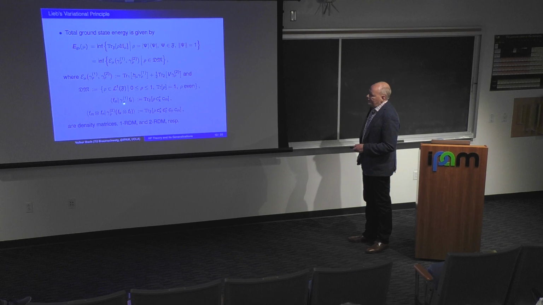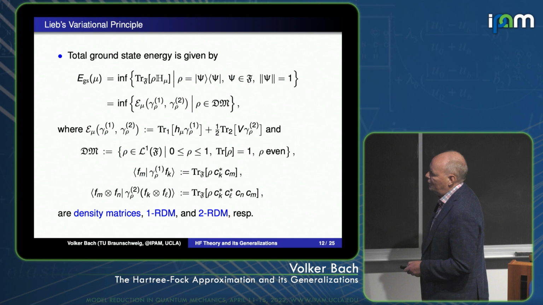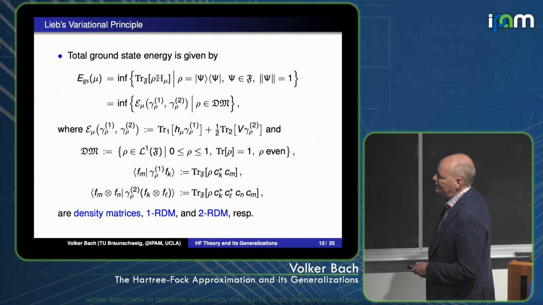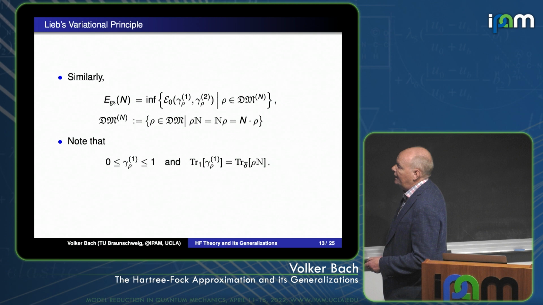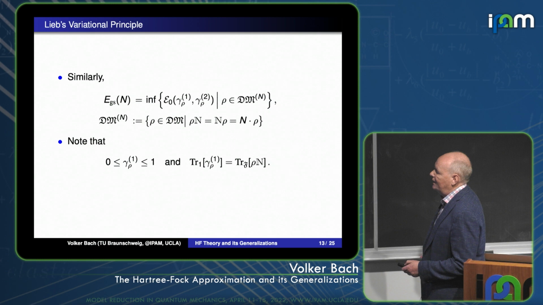So here are the definitions of the reduced one particle and reduced two particle density matrices, gamma 1 rho and gamma 2 rho. They're just defined as traces of the density matrix with the creation and annihilation operators. And if we insert these definitions, then the energy can be written in this form. It's not a big deal. So similarly, we can rewrite the n particle ground state energy with the same functional, but then requiring that the density matrix we consider is an n-particle density matrix. So it commutes with the number operator, and in fact, it's equal to n, the particle number, times rho.